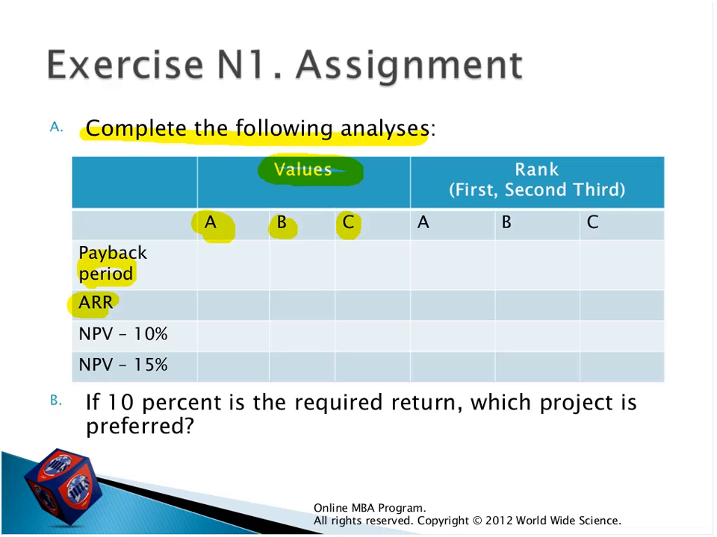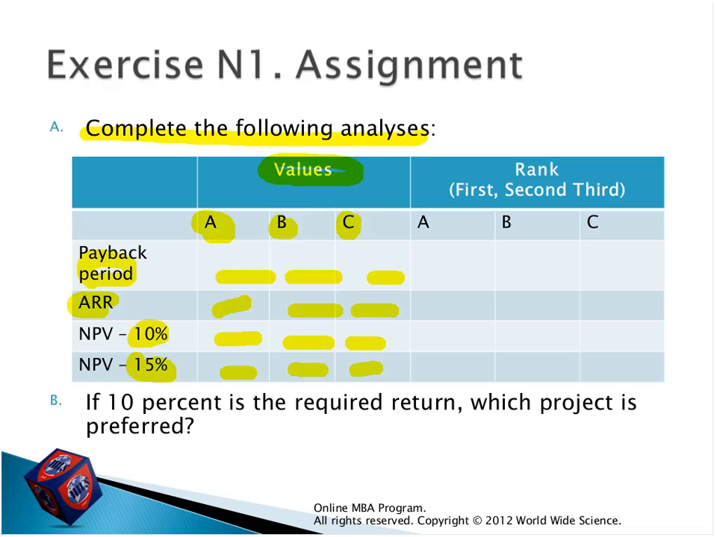As well, you have to find the net present values at 10% and 15% over the 3 projects A, B, and C. So you must fill up all of this, fill up this table actually.